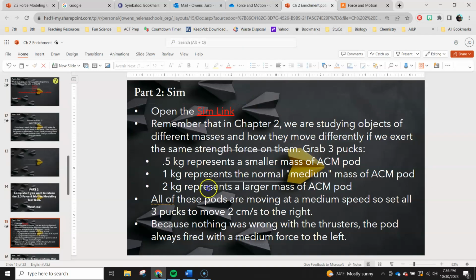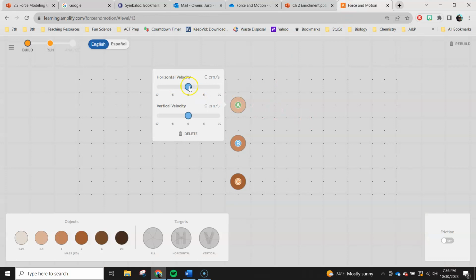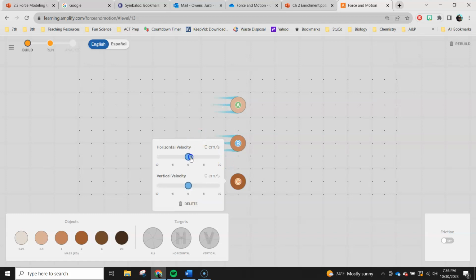Okay, so all of these pods are moving at a medium speed, so set all 3 pucks to move at 2 centimeters per second to the right. So you should have puck A, 2 centimeters per second to the right, puck B, 2 centimeters per second to the right, puck C, 2 centimeters per second to the right.